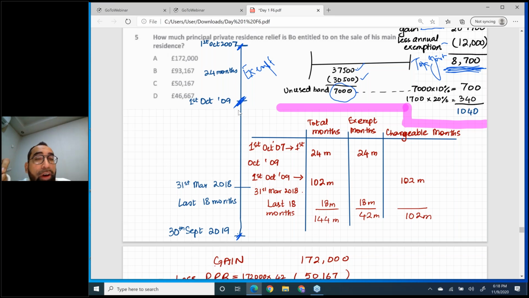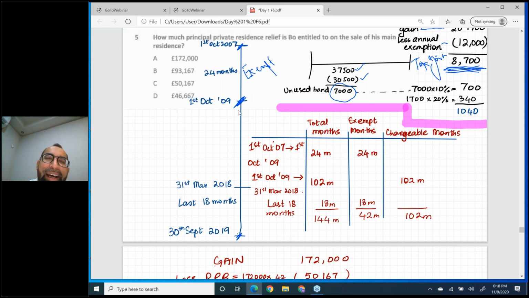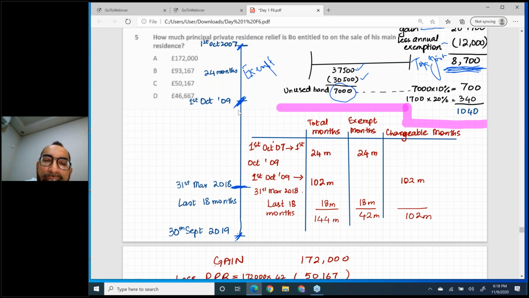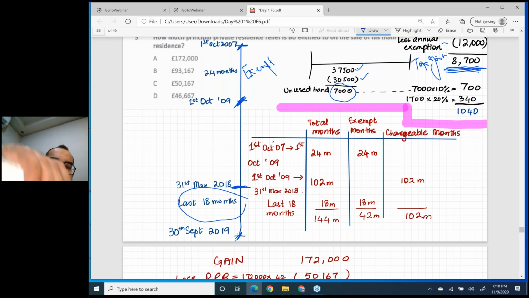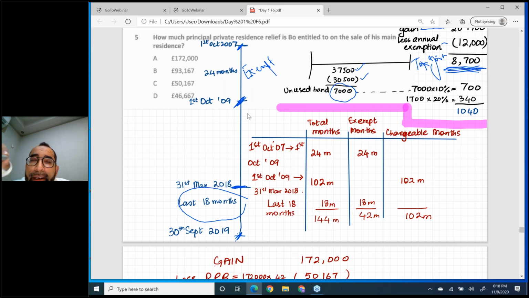But my dear students, you all know that the last 18 months are always exempt. So from 30th September 2019, just calculate back the last 18 months. This date will come to 31st March 2018. These 18 months are purely exempt. Whatever is left between 1st October 2009 and 31st March 2018, you can calculate at home. I'm giving you a ready-made number: 102 months. These 102 months are fully chargeable. No more exemptions.